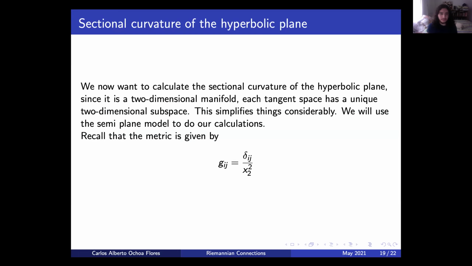So now we want to calculate the sectional curvature of the hyperbolic plane, and since it is a two-dimensional manifold, each tangent space has a unique two-dimensional subspace, itself, and this simplifies the calculations considerably. To do our calculations, I decided to use the semi-plane model. Recall that the metric in that case is given by this coefficient here: g_ij is simply delta_ij over x_2 squared.